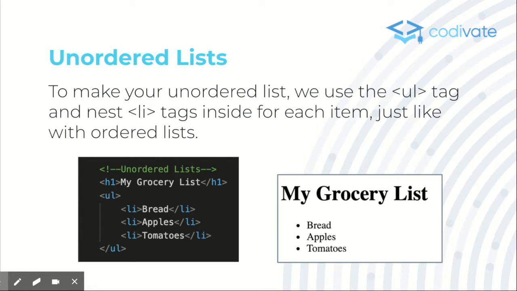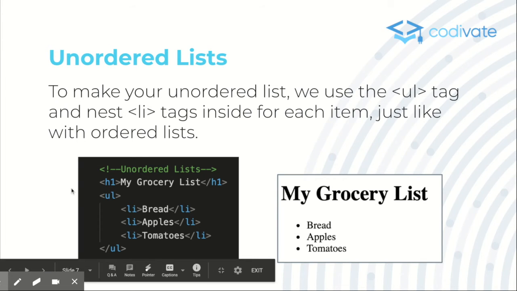To make our unordered list, we would use the UL tag and then LI tags inside for each item, just like the ordered list. So it's the same exact process, except using UL instead of OL. And notice how it comes out as bullet points. That's really important.